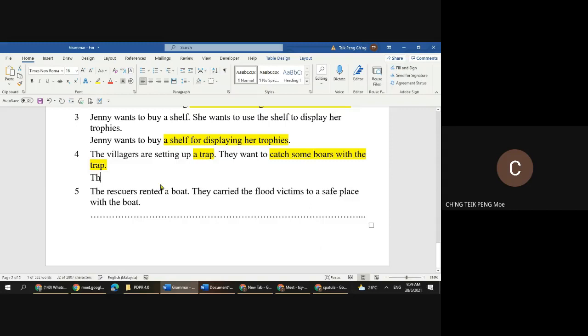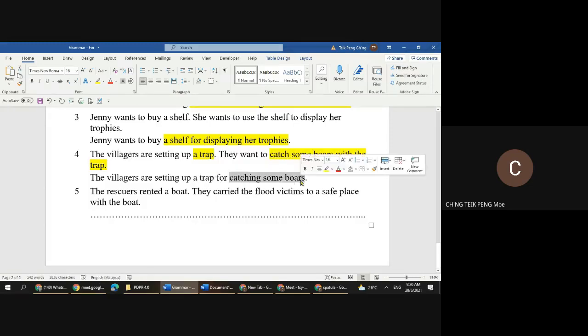So, answer is the villagers are setting up a trap for, yes, Putri Shaniza, for displaying her trophies. That's correct. A trap for catching some boars with the trap. Hey, you don't have to put with the trap anymore. Sebab fungsi trap itu adalah tangkap boars. Boars is like babi hutan lah, okay? A trap for catching some boars.